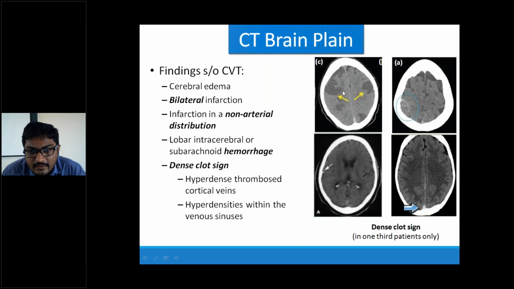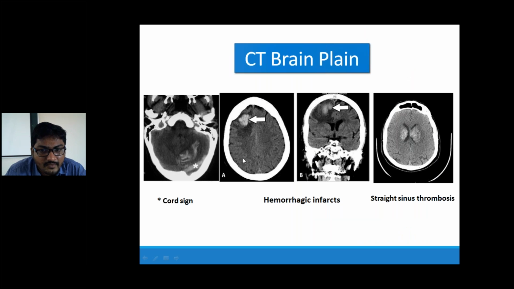So this is an infarct. Maybe some venous sinus occlusion, right? So here see clot sign, dense clot sign. This is the clot sign, right? Hyperdense thrombosed cortical veins, right? Hyperdense MCA sign you will see in case of acute ischemic stroke, here actual MCA, and these hyperdensities are seen, right?